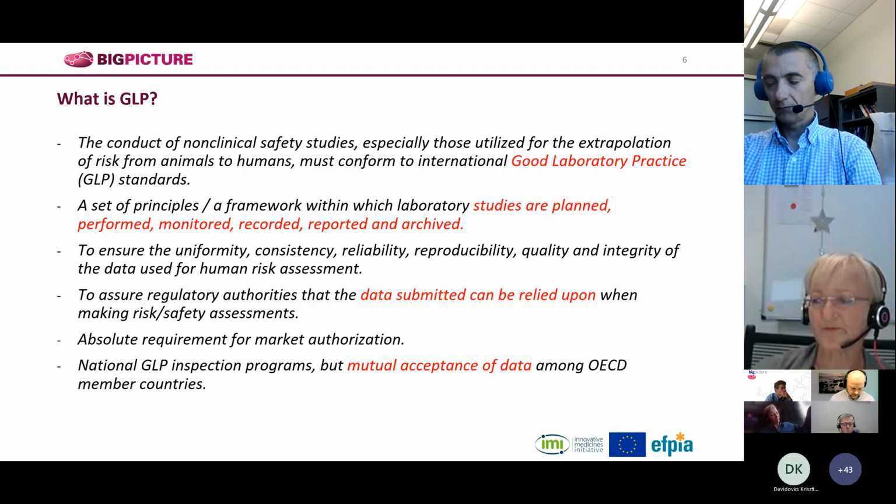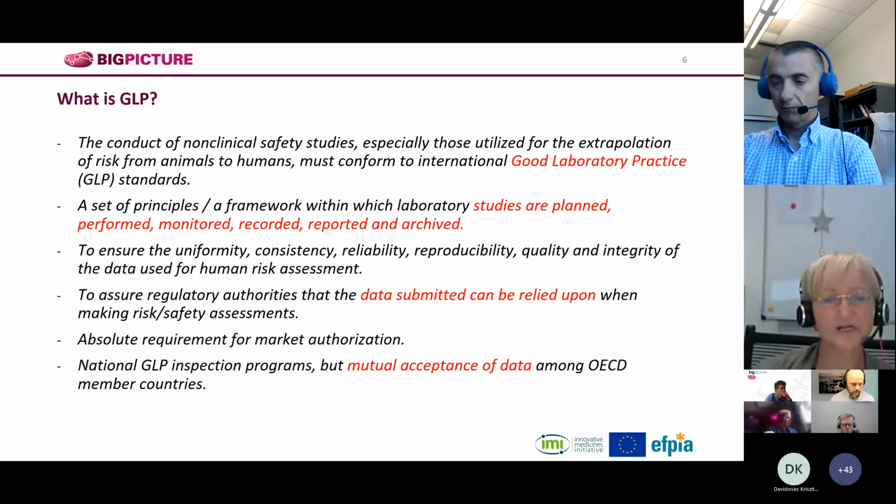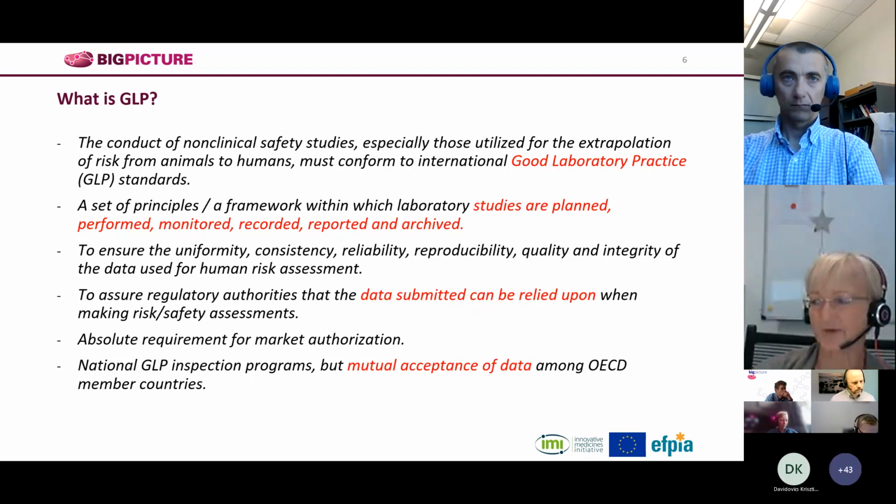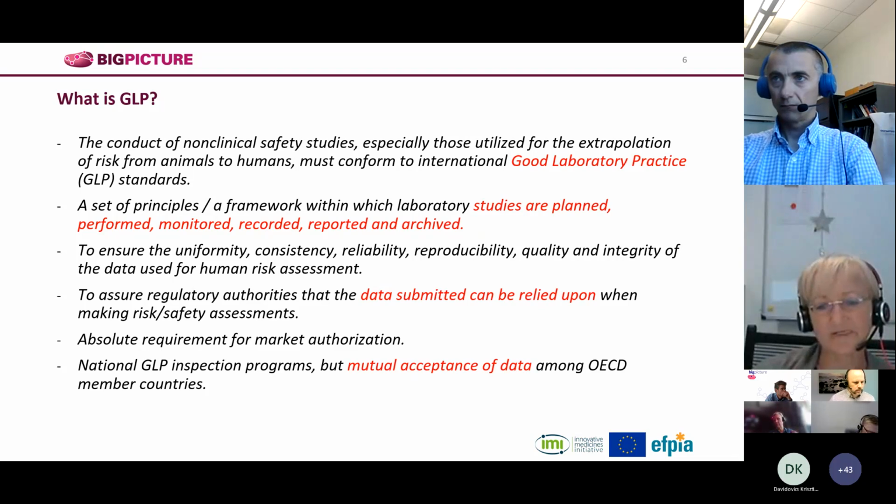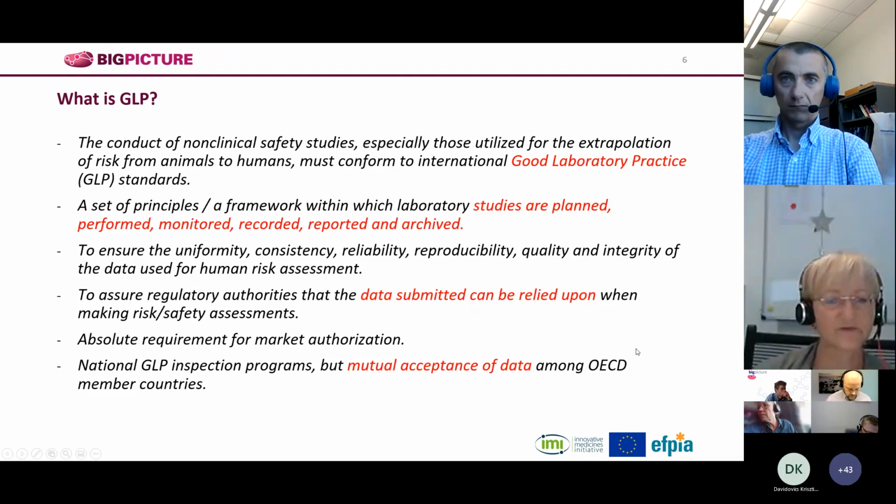And test facilities performing such non-clinical studies are regularly inspected by national GLP bodies. So in Germany, it would be the German national GLP body. And in other countries, they are national bodies, but there is mutual acceptance of GLP compliance between the OECD member countries. And it must be said that everywhere in the world, in the past and in the present, and very probably in the future, the regulatory body in the USA, so the FDA, is really something like a guidance for all countries.